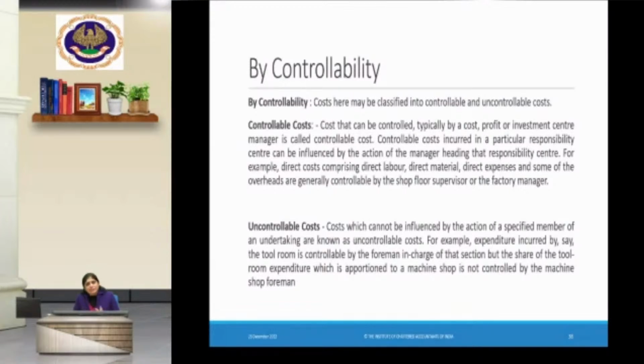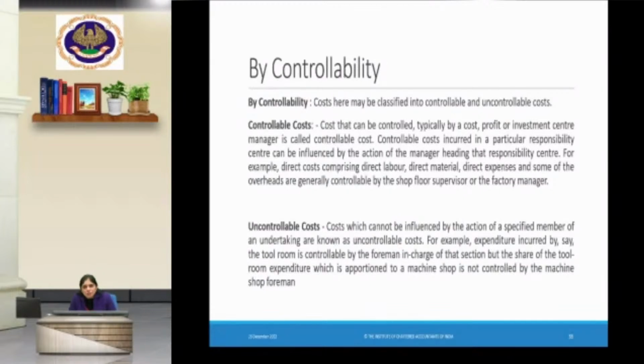So within the department, the manager can control the cost. Those are controllable costs. An uncontrollable cost is one which every department will share, but nobody can control that cost. They only get their share of the cost. So that is the whole concept of controllable and uncontrollable. So a cost that can be controlled typically by a cost, profit or investment center. That means costs which can be controlled by or within a responsibility center are called controllable costs.